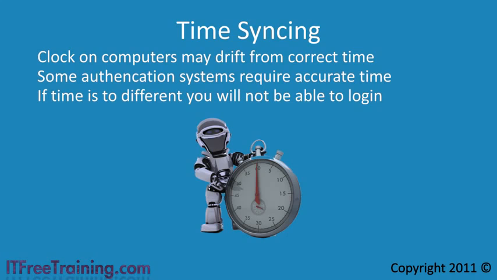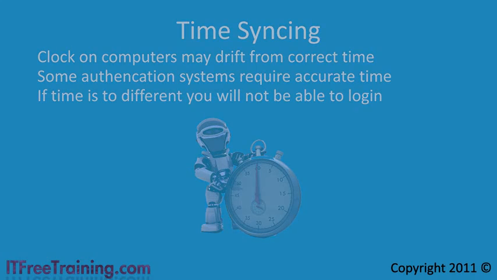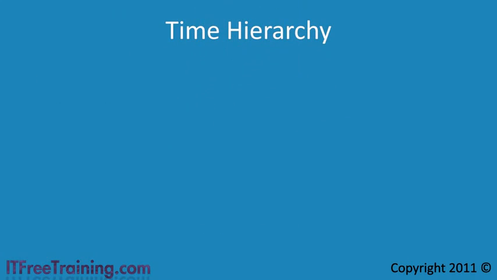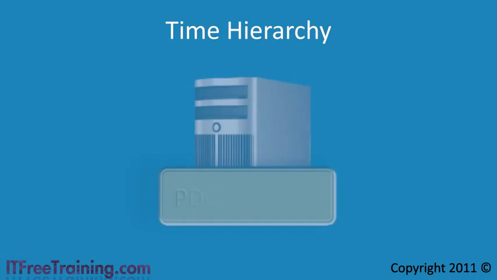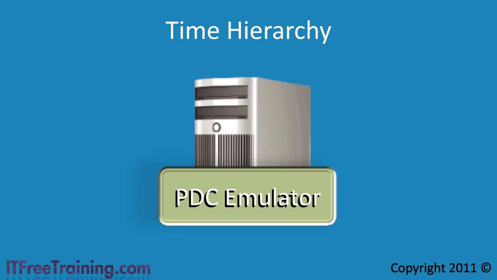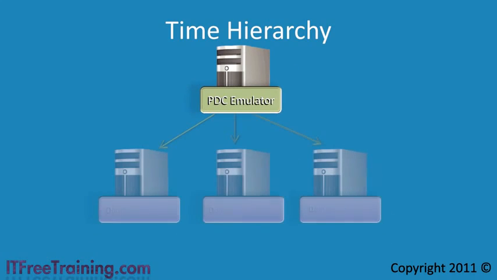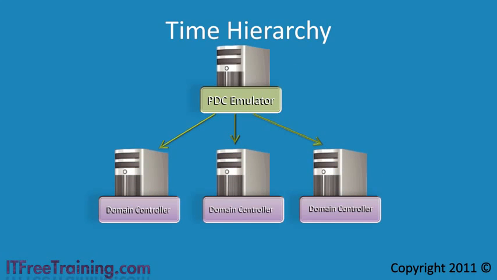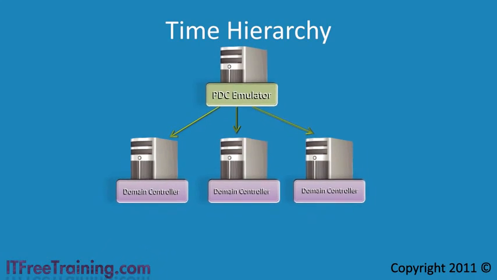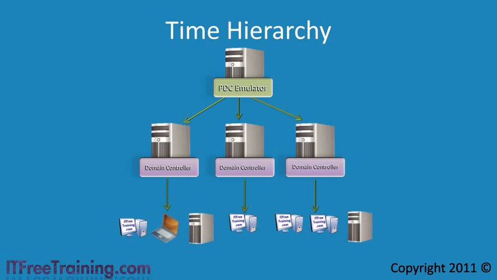To keep time accurate in the domain, Microsoft uses a hierarchy method of time syncing. The root of the hierarchy is the domain controller with the PDC emulator operational master role. Under this, you have your domain controllers. All the domain controllers in your domain will sync their time from the PDC emulator. The clients on the network, and this includes member servers, will sync their time to the closest domain controller.